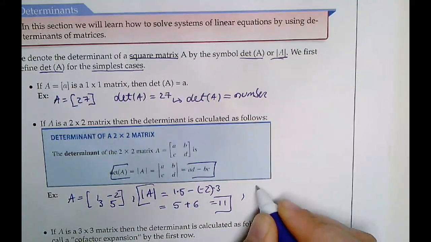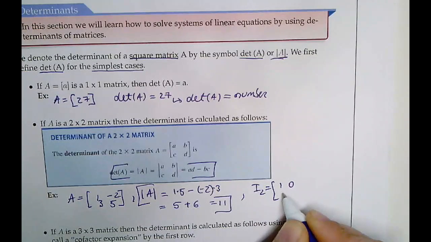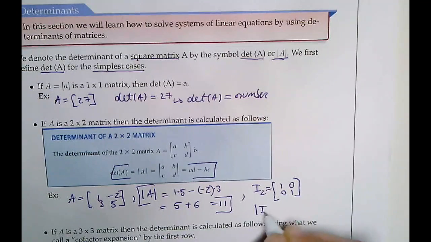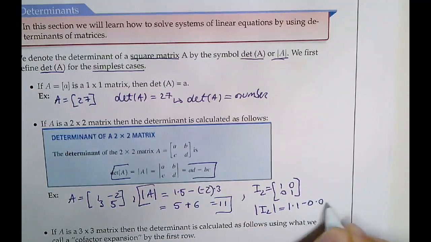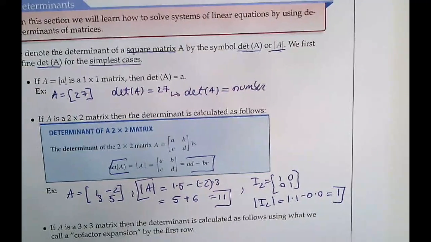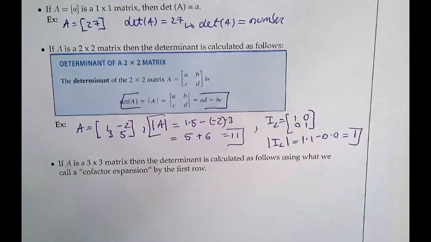What is the determinant of I2? Remember, I2 is the identity matrix with 1s on the diagonal and 0s everywhere else. Well, the determinant of I2 is going to be 1 times 1 minus 0 times 0, and that's just 1. So actually, the determinant of any identity matrix is going to be 1. You can verify that if you want.